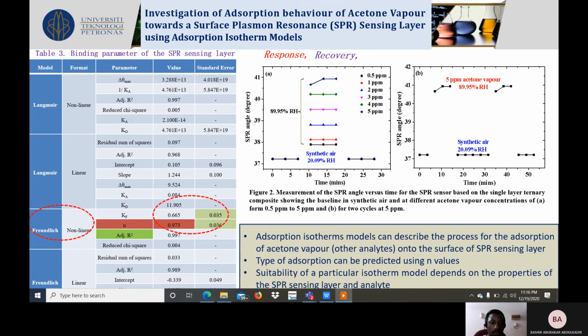And at the same time, with the help of these isotherm models, we were able to come up with a very clear description of the adsorption behavior that happens on the surface.